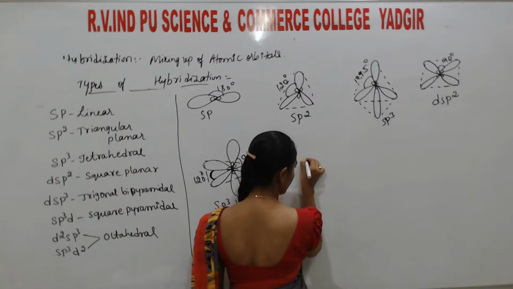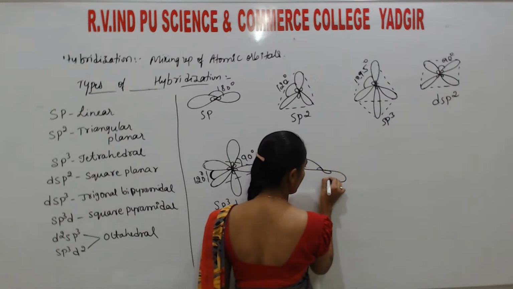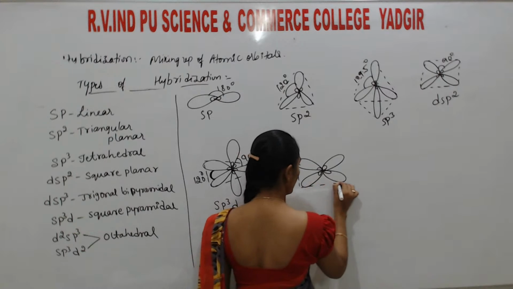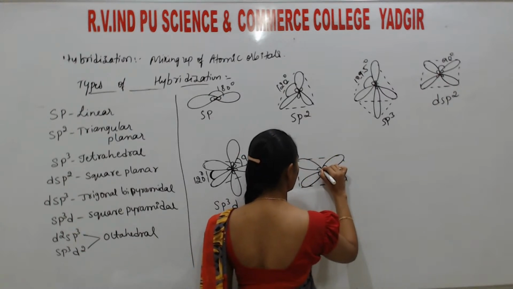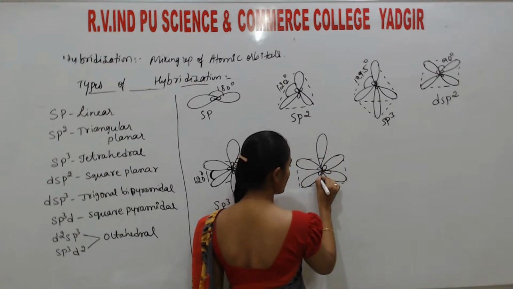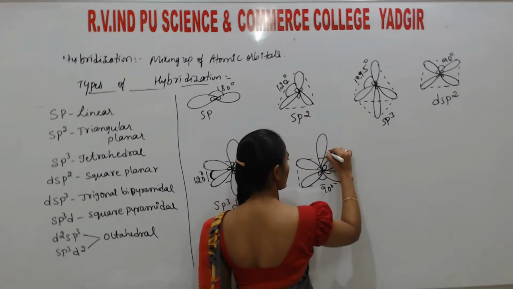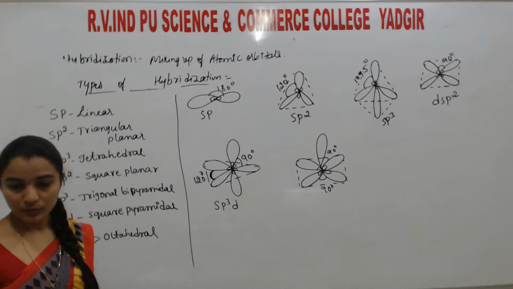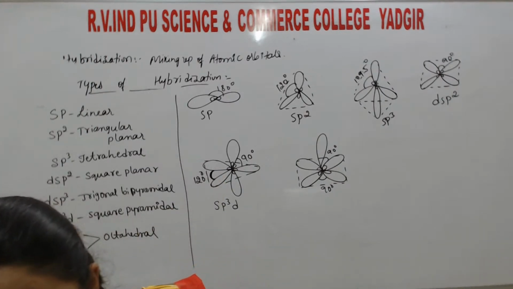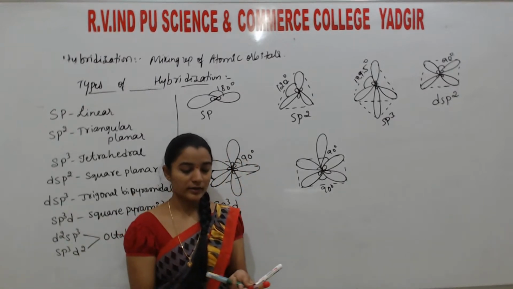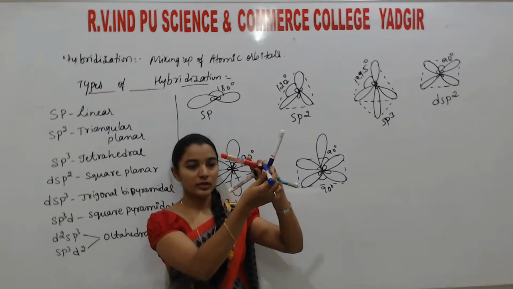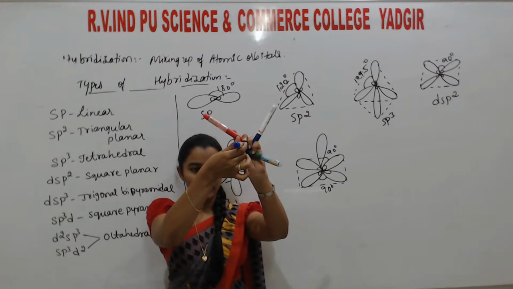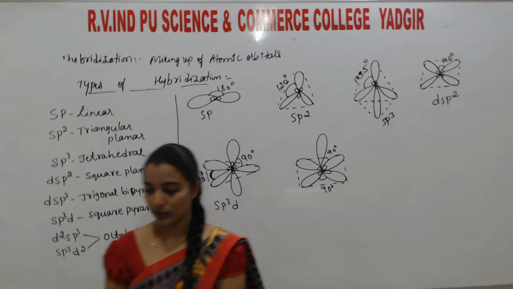This is square pyramidal. Means 1, 2, 3, 4. So this one is square, and this one is pyramidal. So students, the bond angle here is also 90 degrees. Here is also 90 degrees. All the bond angles are 90 degrees. Square pyramidal. Why? So these are like a square, and this one is pyramidal like this. All are perpendicular to each other. Square it is, this is pyramidal. Means all are 90 degrees.